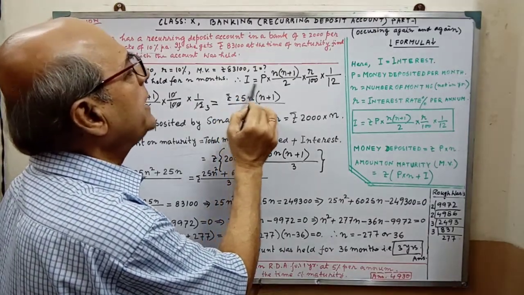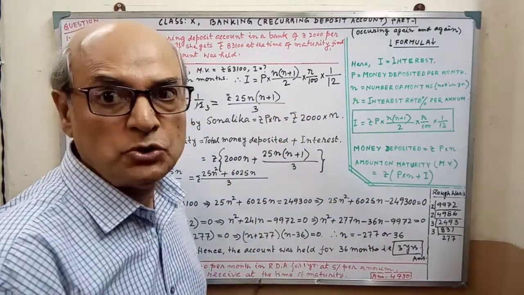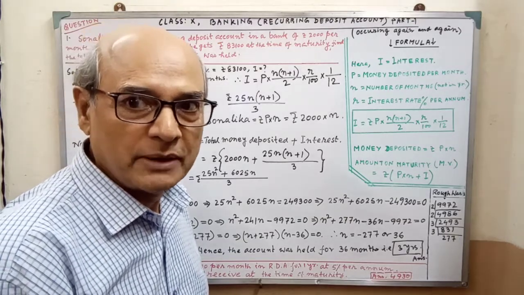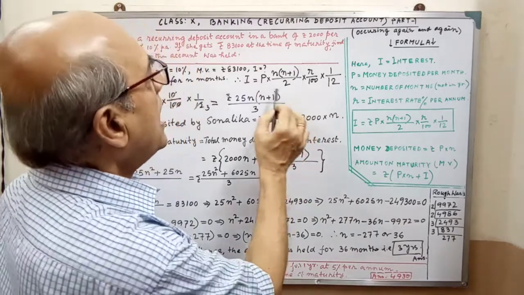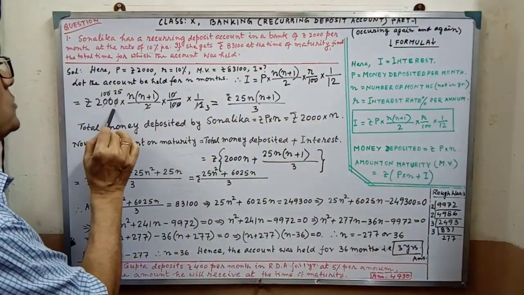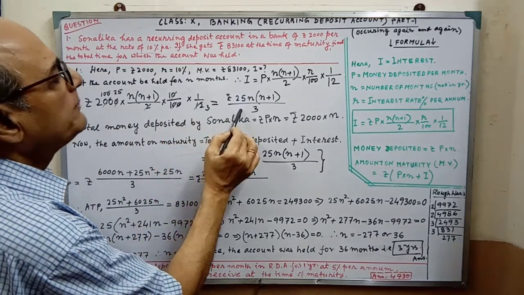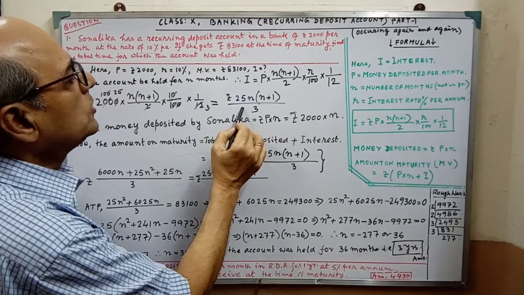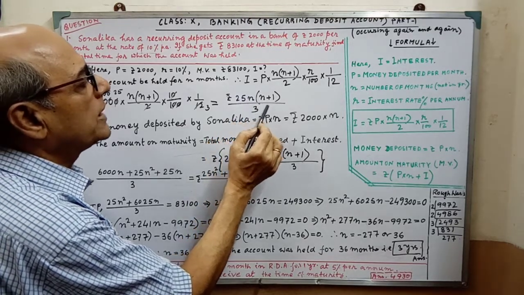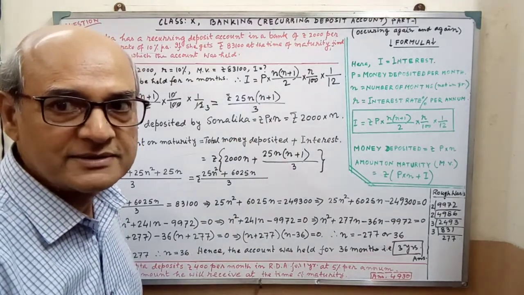This is why I equal to, we have to write this formula. This formula you have to learn by heart. Without formula you will not be able to find the interest. After writing the formula, relevant values you have to write in this way. After writing the values, then you have to calculate. By calculation, it is coming rupees 25n into n plus 1 by 3. This is interest. I think it is clear.